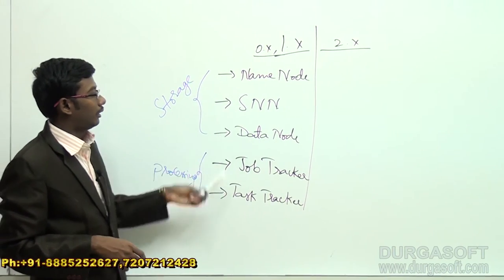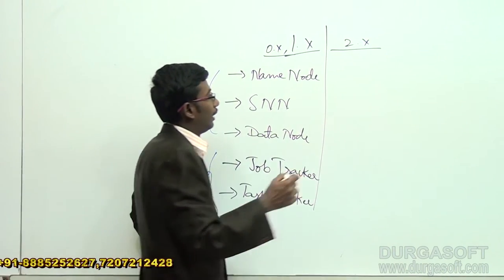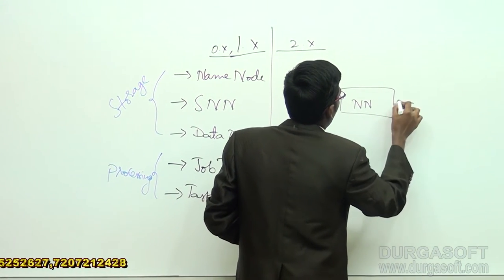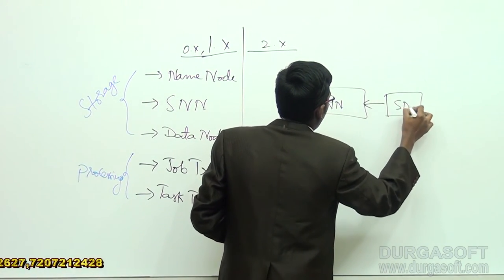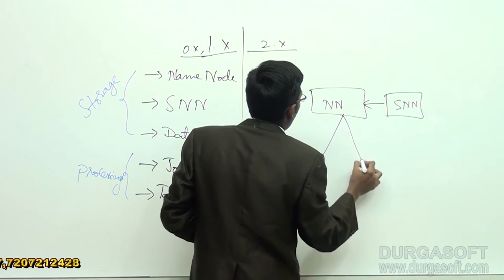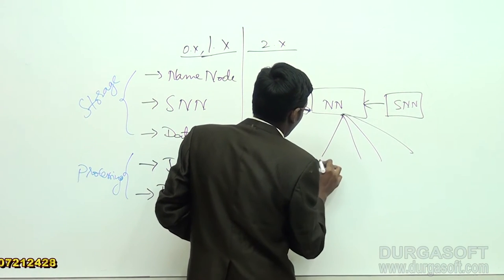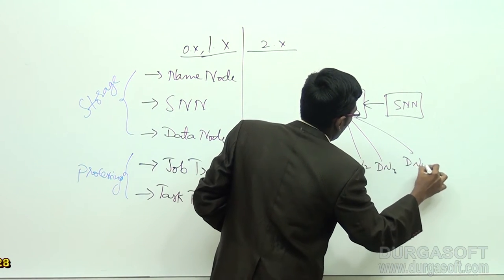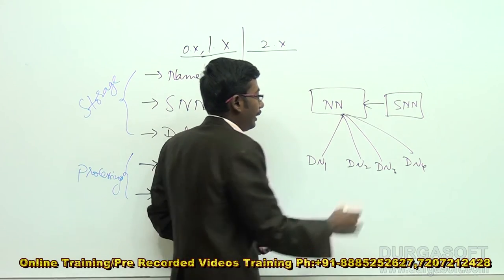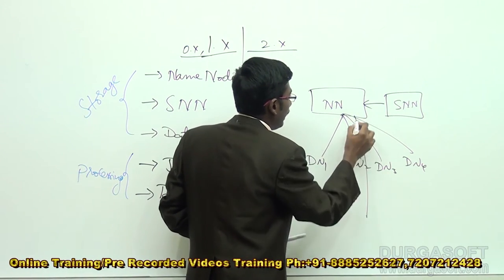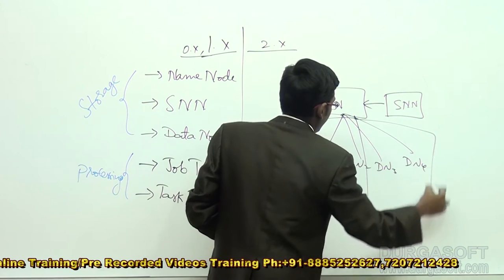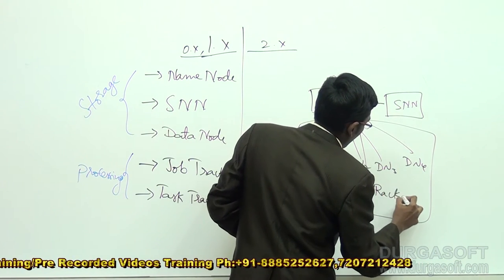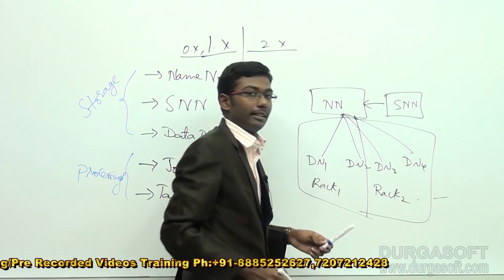Actually, if you go through these things, we have already seen that the name node is the master node. When the name node is going down, we have a secondary name node, and we have multiple data nodes for the Hadoop cluster. And here the data nodes will be divided into a number of racks. Rack 1, rack 2, like this we are maintaining, fine.